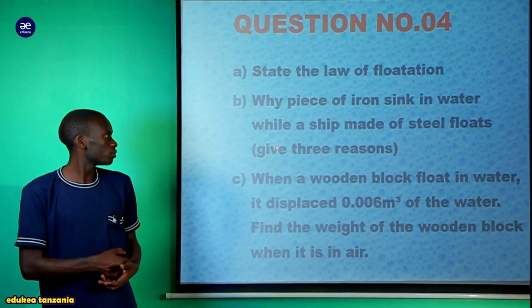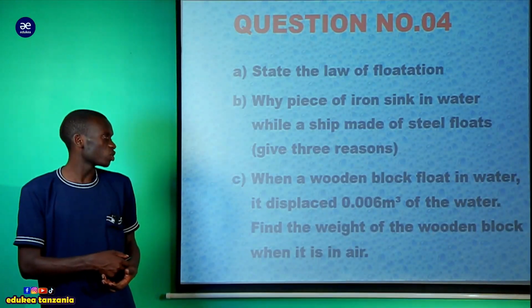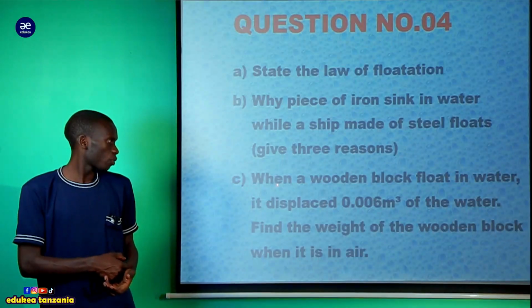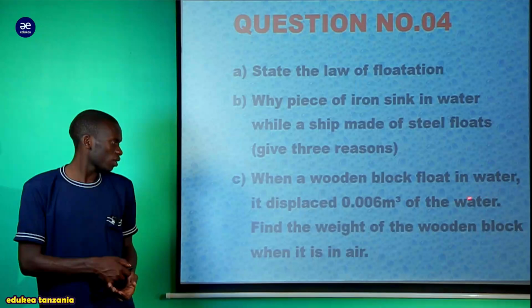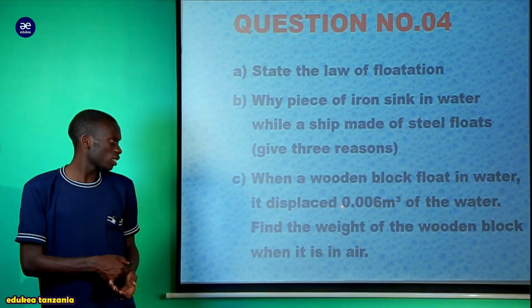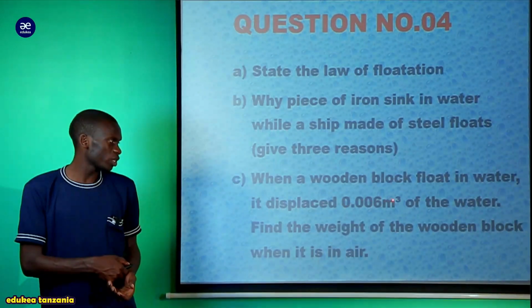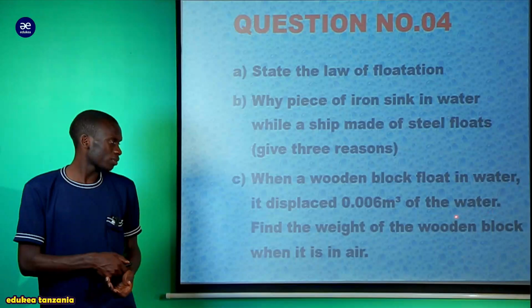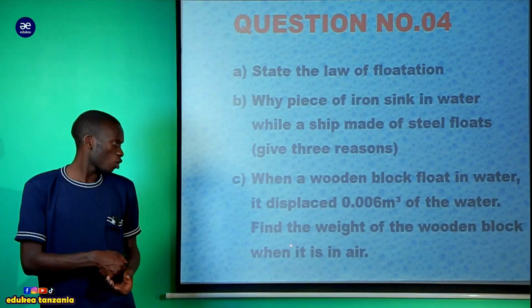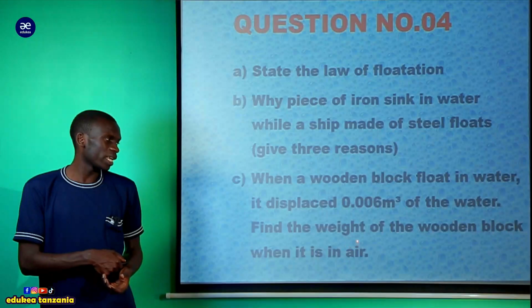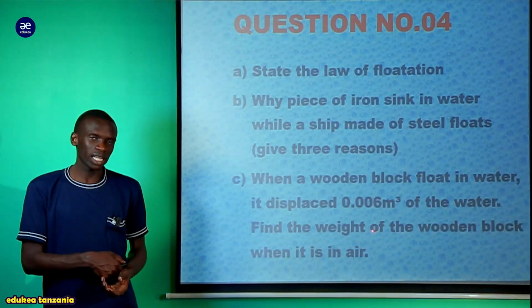And I'll start by giving 3 reasons. C. When a wooden block floats in water, it displaced 0.06 meter cubic of the water. Find the weight of the wooden block when it is in air.